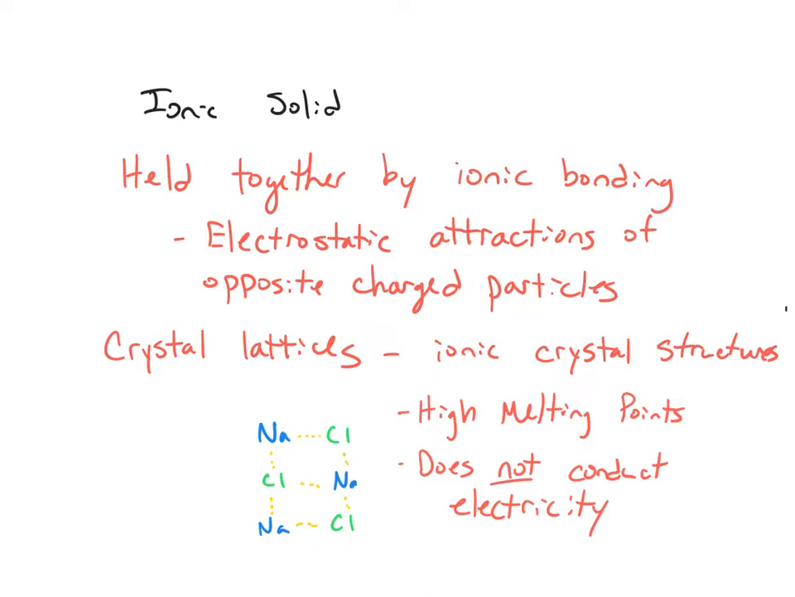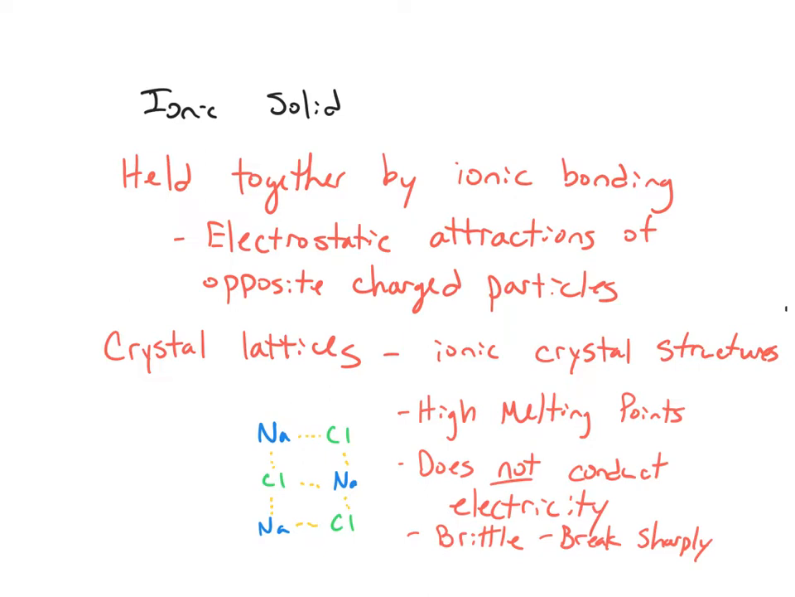Final thing I want to say about ionic solids is that when the ionic bonds break, which requires a lot of energy to do so, but when they do, ionic solids are very brittle, which means they break very sharply. And because of this, when you break a crystal lattice, it makes nice flat edges and sharp corners.